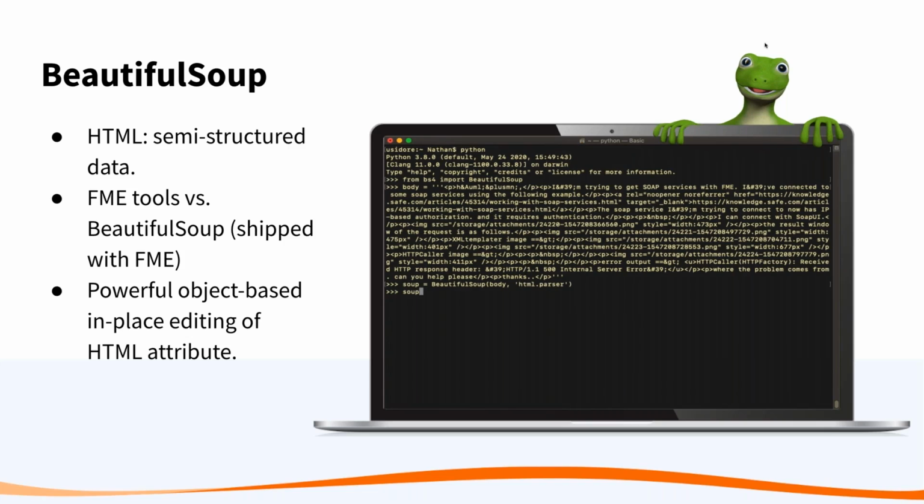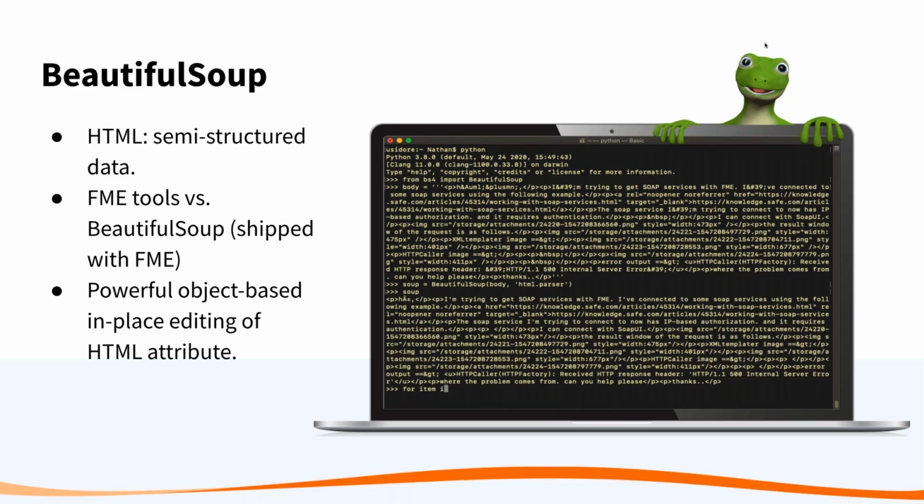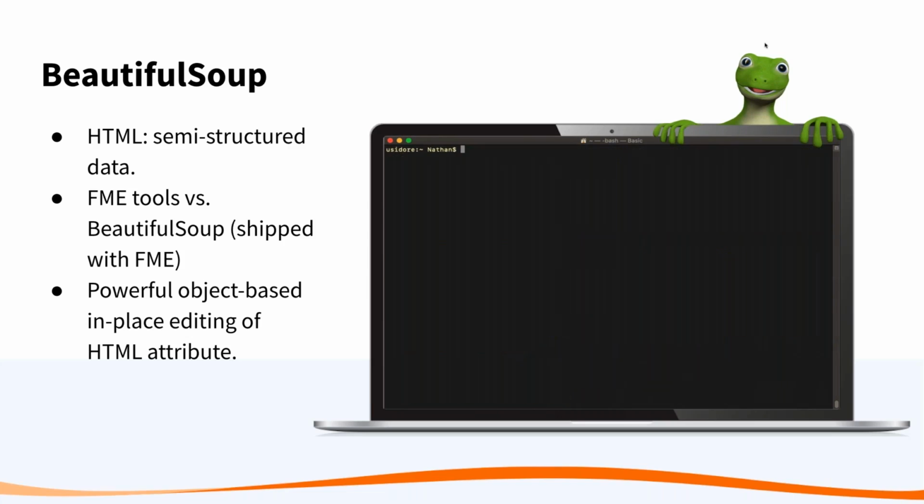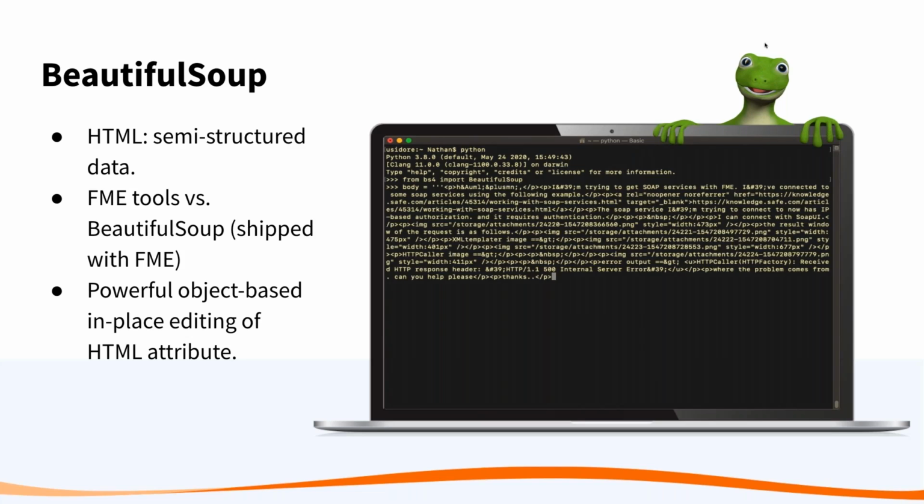So BeautifulSoup allows a chunk of HTML to be worked on as an object in Python. As you can see in this GIF here, the structure can be traversed easily. You've got handy methods for finding all image tags, for example, getting at those source URL attributes, and editing all of these structures in place. So it really allowed me to replace tens of FME transformers with a few lines of code in most cases.